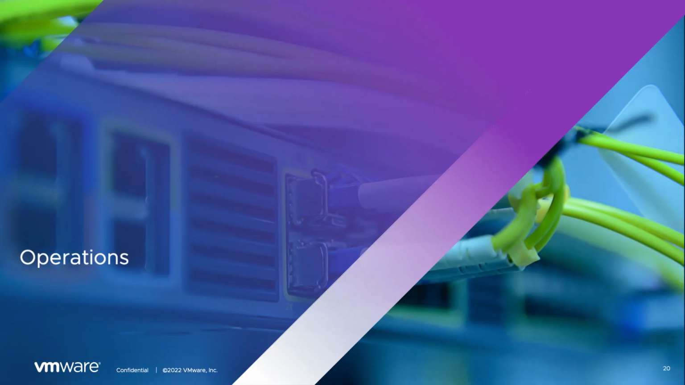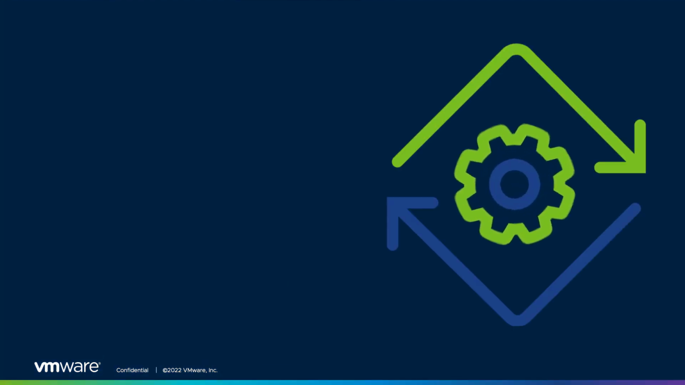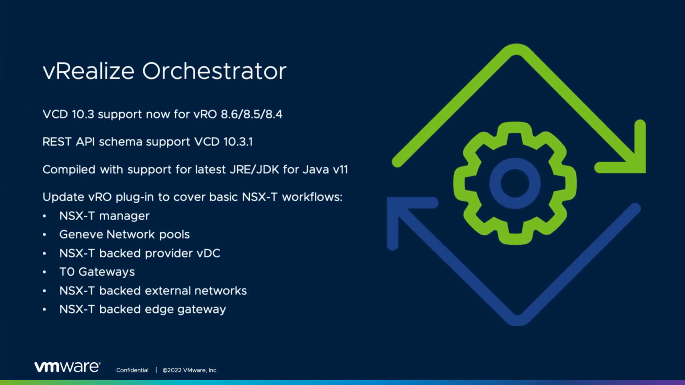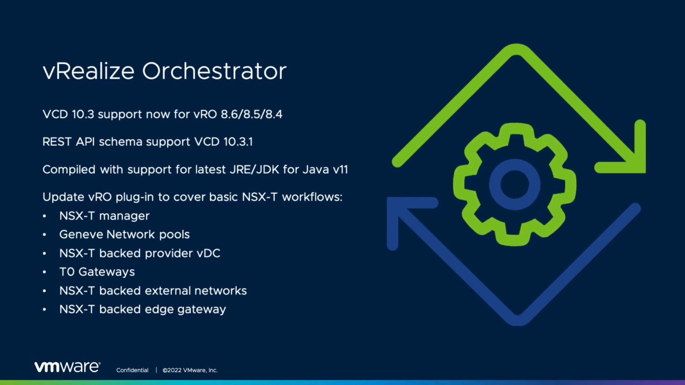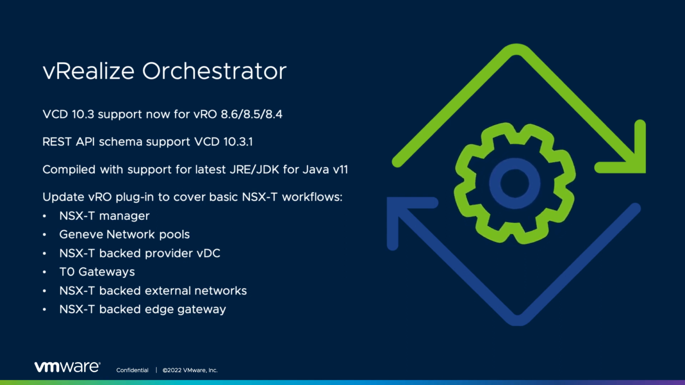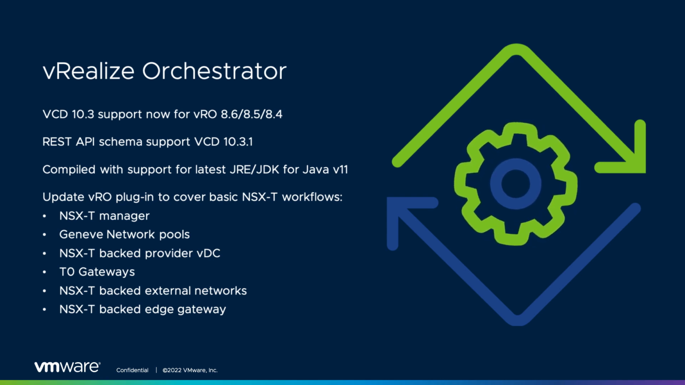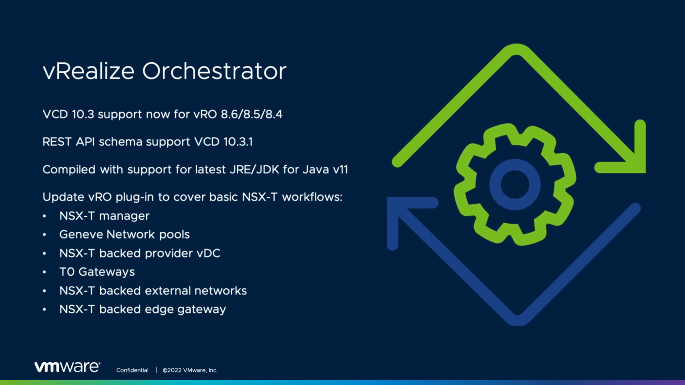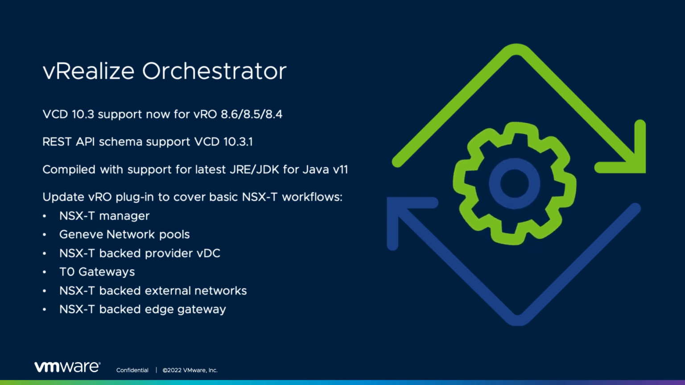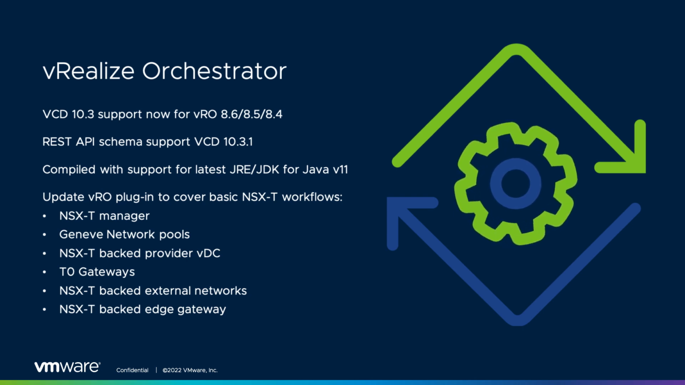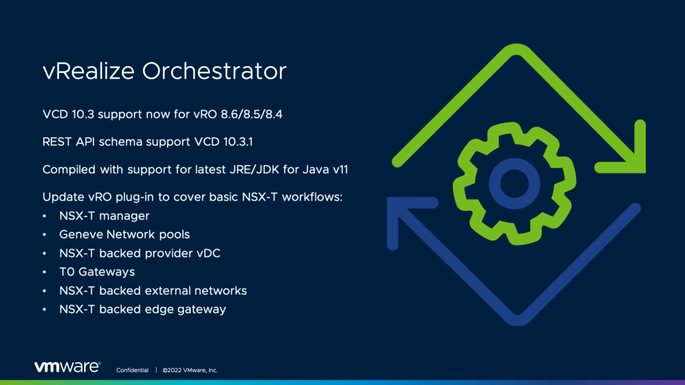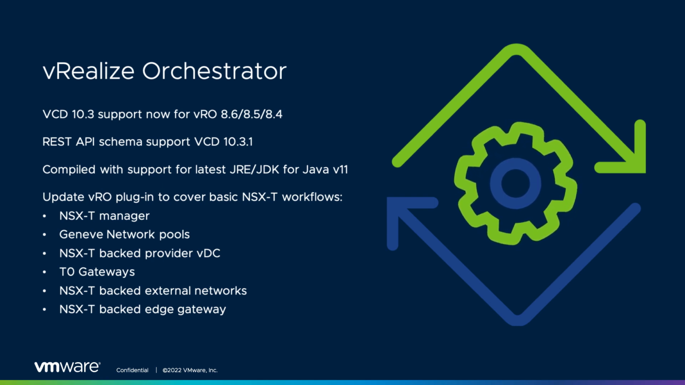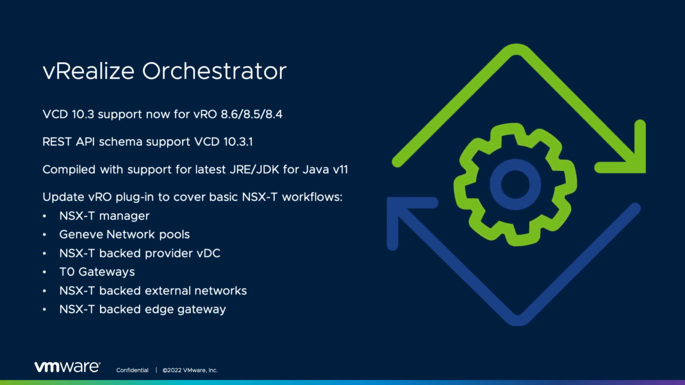In addition to being dev-ready, Cloud Director 10.3.2 has operational automation improvements. Cloud Director now supports vRealize Orchestrator versions 8.6, 8.5, and 8.4, and orchestration support for the Cloud Director REST API schema in 10.3.1, compiled to support the latest JRE JDK for Java version 11. This has been a long-awaited update for organizations that use the vRealize suite, enabling them to upgrade to the latest Cloud Director version. Support has also been supplied for basic NSX-T workflows, NSX-T Manager, Geneve Network Pools, NSX-T-backed Provider VDC, T0 Gateways, NSX-T-backed External Networks, and NSX-T-backed Edge Gateway.